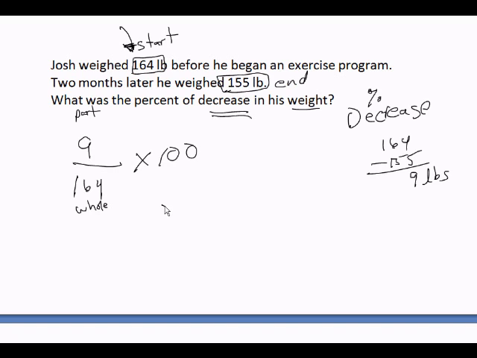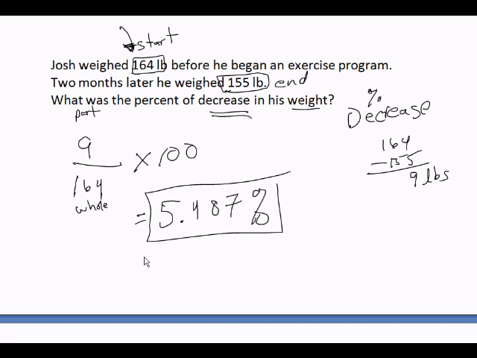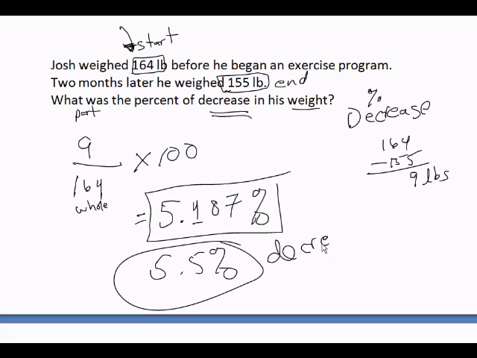And the answer is 5.487%. Remember, we're finding a percent number. So if you round it to the tenths place, it's 5.5% decrease. This person lost 5.5% of their body weight. 5.5% decrease in body weight.